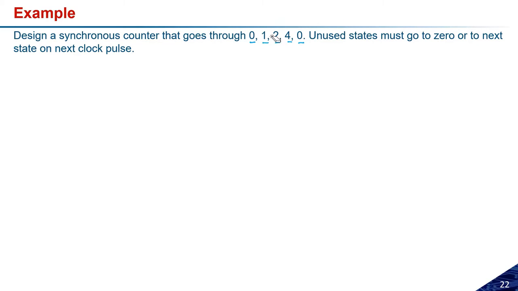And this is the important thing, the next part of this question. What this question says is that the unused state must go to 0 or to the next state. So what does it mean? It means that the sequence is like 0, 1, 2, 4, and 0. 0, 1, and 2 are fine. After 2, 3 is missing, and after 2 we have the next state, which is 4, and this is non-zero. So if 3 is coming, which is an unused one, then it should go to state 4, or it should go to the count 4.